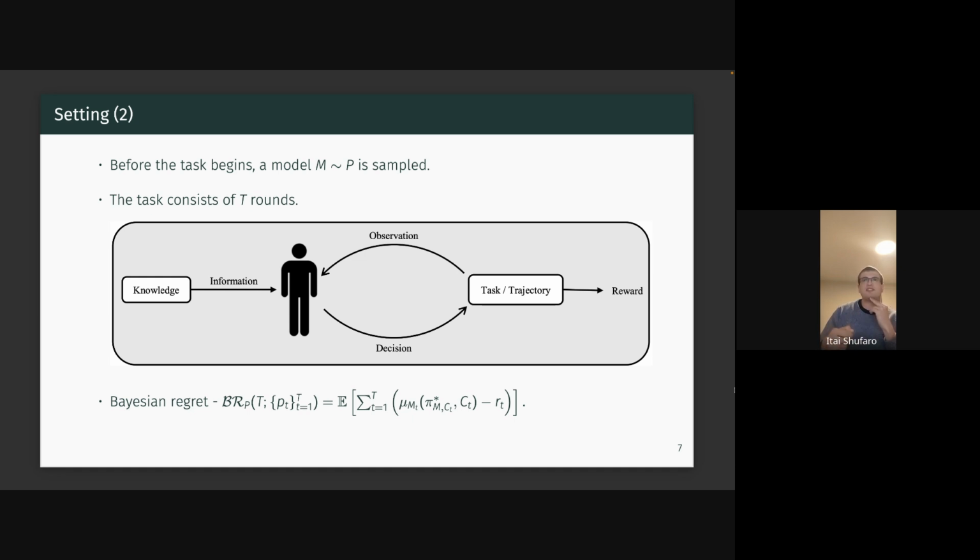The agent then determines some policy, where the policy is some probability distribution over the decision space. A decision is then sampled according to the agent policy, and the agent is revealed some observation that is received as feedback from the task, and some reward is outputted that is used to measure the agent's performance. And we use the standard Bayesian regret to measure the agent's performance.